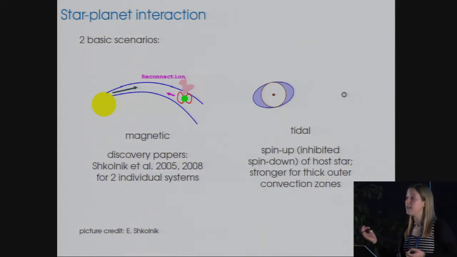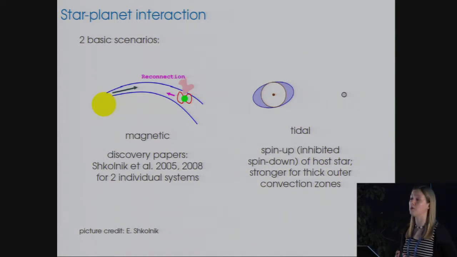And on the other hand, there's a tidal influence of the exoplanet onto the whole star, and it raises tidal bulges on the star that might interfere in some way with the stellar convection, and there might also be some kind of angular momentum transfer from the planetary orbit to the star.